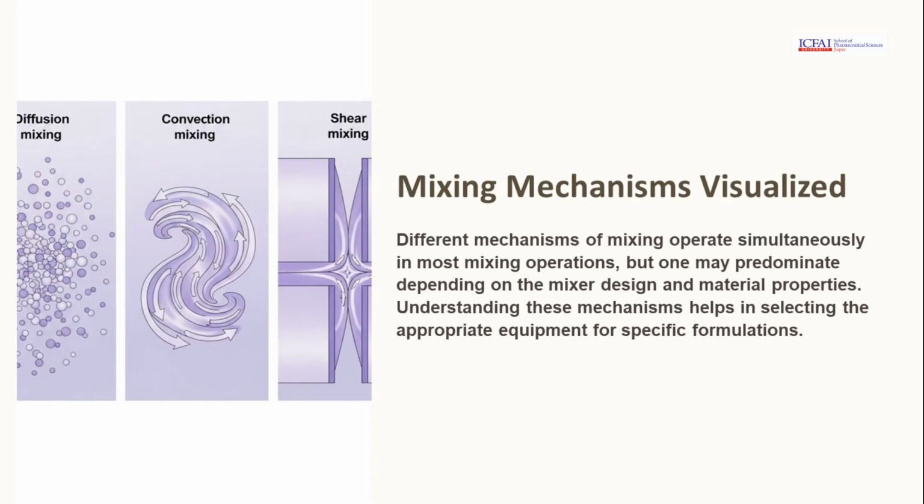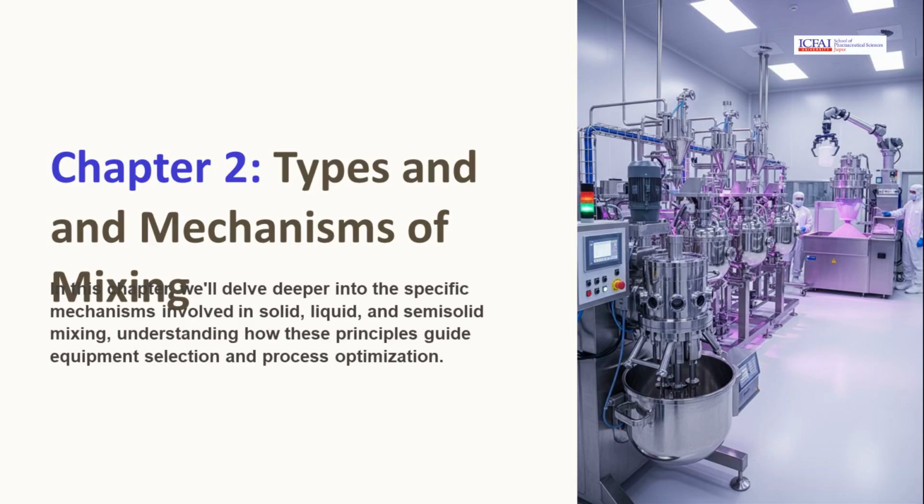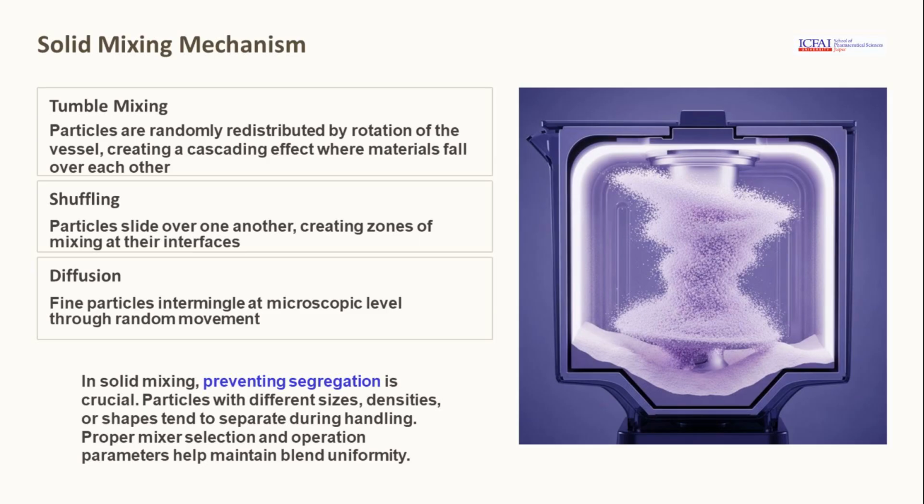In Chapter 2, we explore the types and mechanisms of mixing, focusing on solid, liquid, and semi-solid processes to guide equipment selection and optimization. Solid mixing involves tumble mixing, shuffling, and diffusion, crucial for preventing segregation and maintaining blend uniformity in pharmaceutical products.